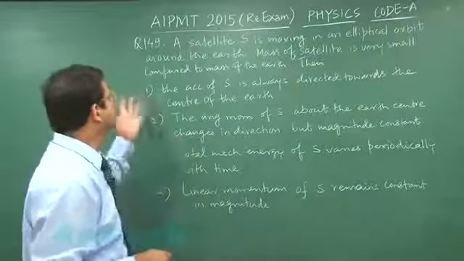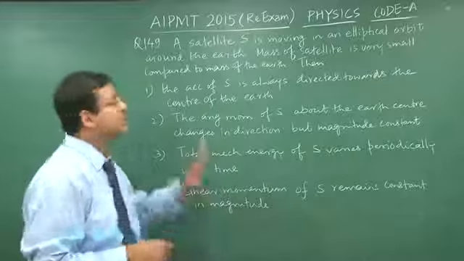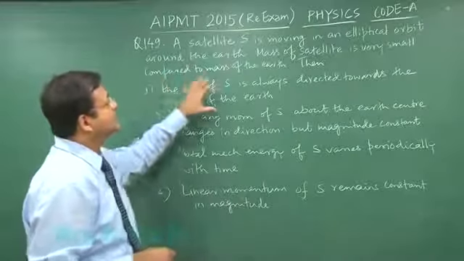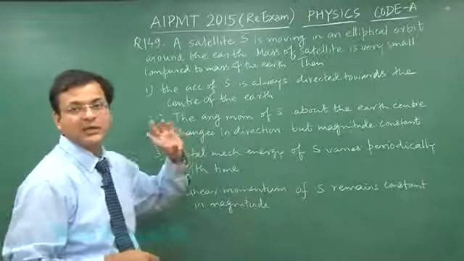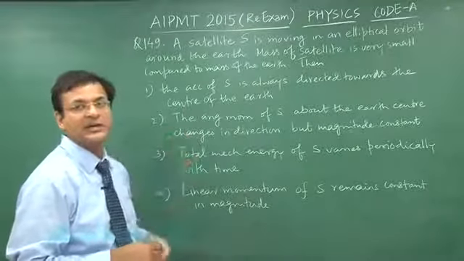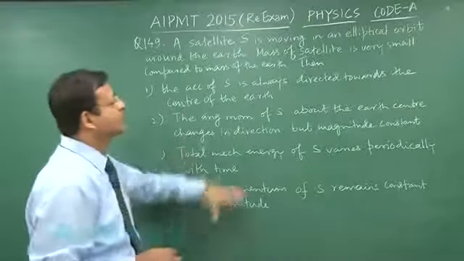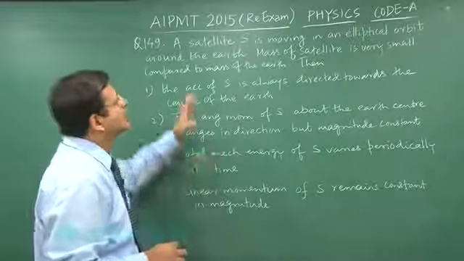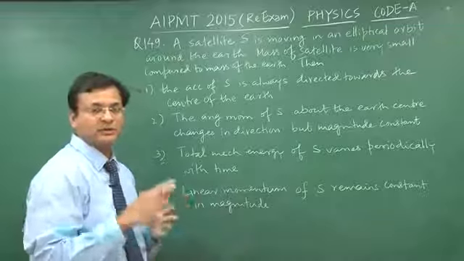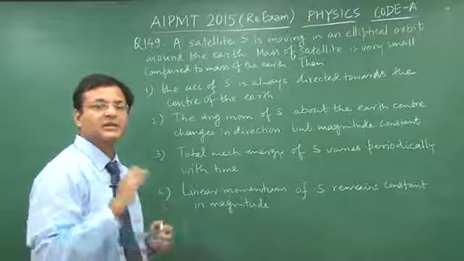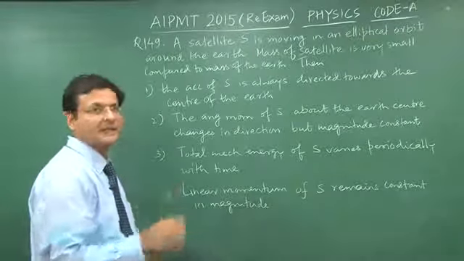Now the next question, that is 149, is based on gravitation, and the clue in this question is that the satellite which is rotating around the earth is rotating in an elliptical orbit. Mind you, this is not a circular orbit, and you have to find out which particular option is true. The mass of the satellite has been given to be very small. So you will understand as if it is rotating around the center of the earth in an elliptical orbit.